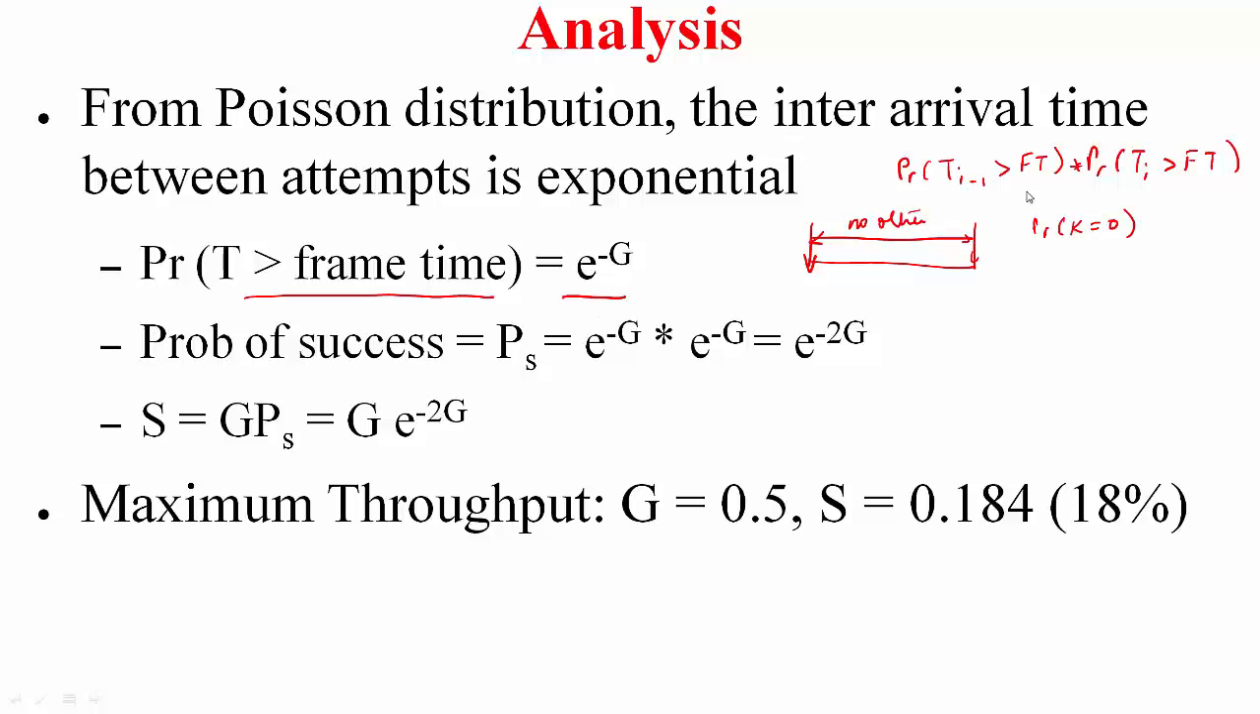And since we are looking at this and both are independent, that is why it is a product, and each has this particular probability e to the power of minus G, as well as e to the power of minus G. So the probability of success turns out to be e to the power of minus 2G, and the throughput, which is given by G times Ps, turns out to be this. Now S is a function of G, and the maximum value that S will take turns out to be when G is 0.5, and this maximum value is 0.184. So in the long run, in a frame time, you are only able to get out 18% of the frame.